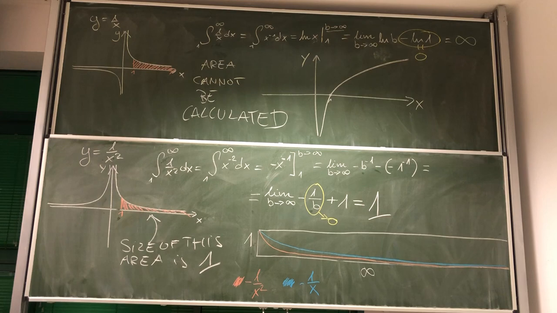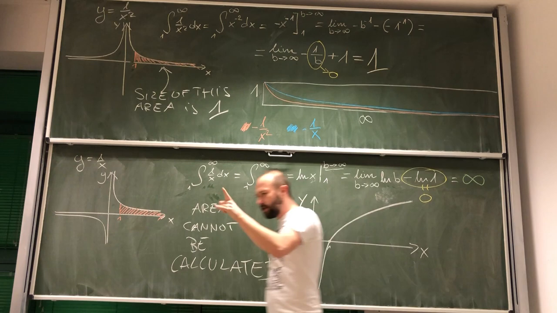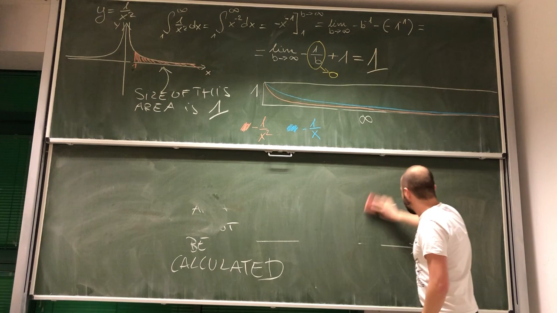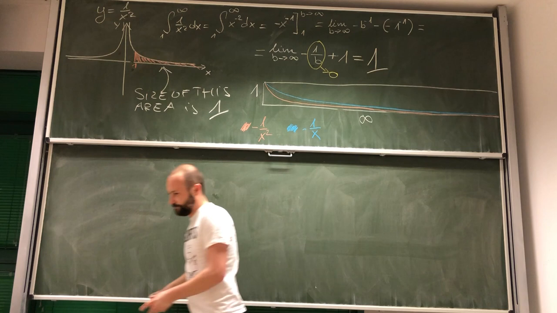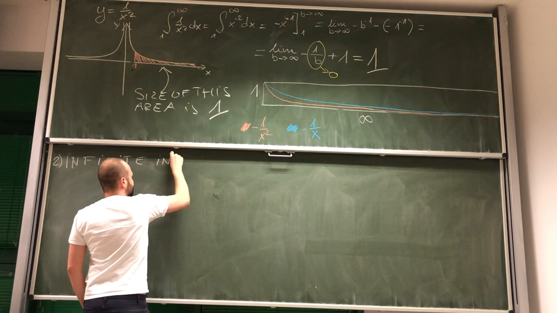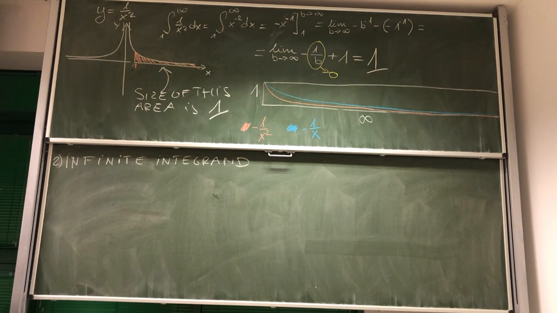Okay, look, the case of infinite limits of integration is the more important case. But of course, we need to consider the second case in which improper integrals are arising. And this is the case of infinite integrand. Okay, and let me just illustrate the case of an infinite integrand. Very simple example.